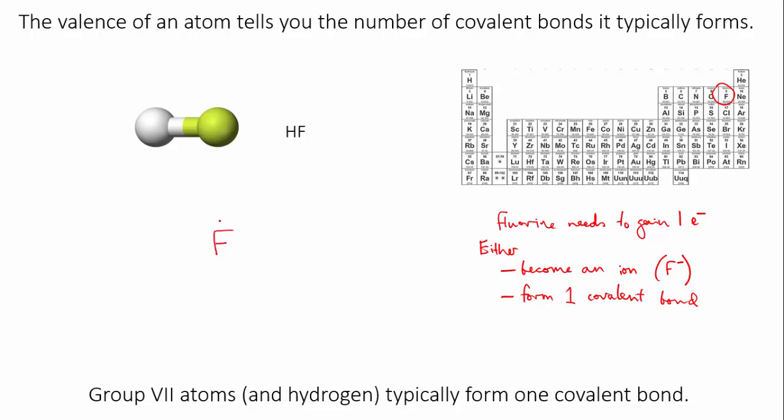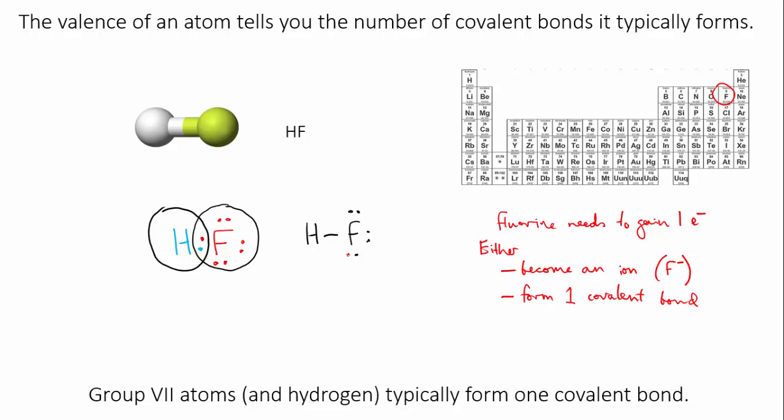When it forms a covalent bond, fluorine donates 1 electron to the bond, and the other atom, here it's hydrogen, also donates 1. This forms the pair of bonding electrons that make up a single bond. Fluorine has access to the extra electron from the hydrogen, which means it has 8 electrons in its outer shell, and the hydrogen has access to the extra electron from fluorine, so it has 2 electrons in its outer shell, which for hydrogen is a full shell.